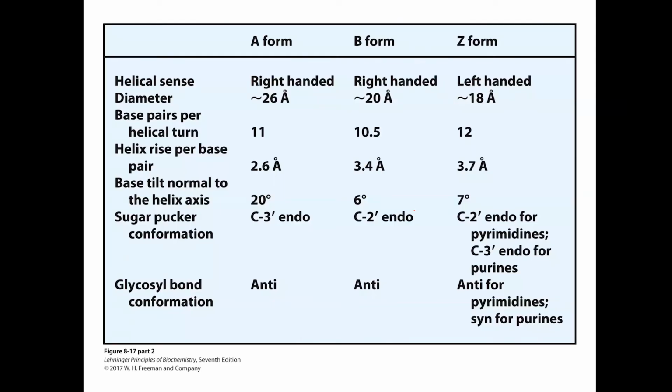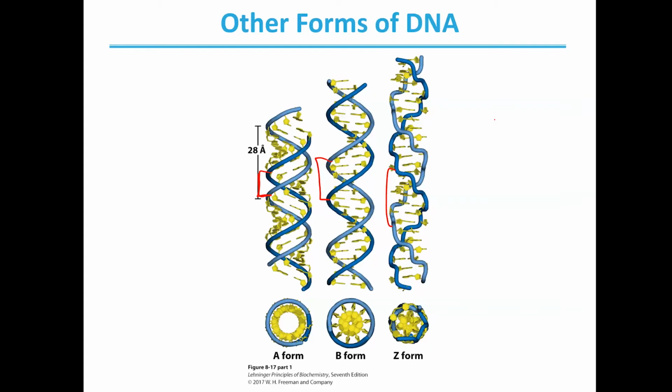And here is where you can see how A form is more condensed. There's less rise per the number of bases when you compare it to B form. Similarly, the Z form has a much bigger rise that gives these bigger gaps between the turns.